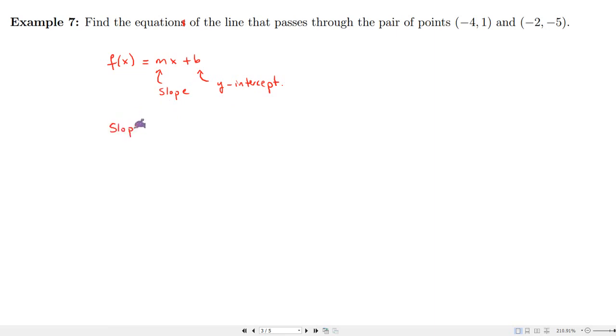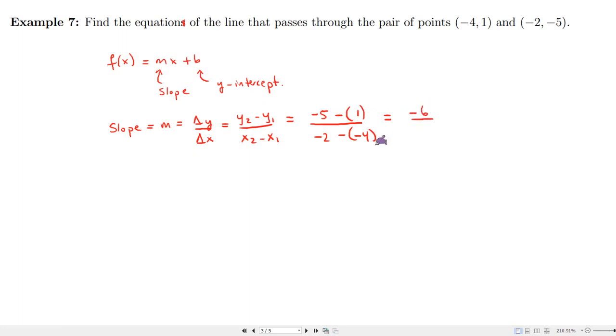So what is the slope? That's m, so that's the change in y over the change in x. So that's y2 minus y1 over x2 minus x1. So let's pick negative 5, and we'll subtract y1, which is 1, over negative 2 minus the negative 4. And then let's simplify this. So this would be negative 6 over 2, and then this becomes plus, so plus 4, so that'll be positive 2, and then that gives us negative 3.